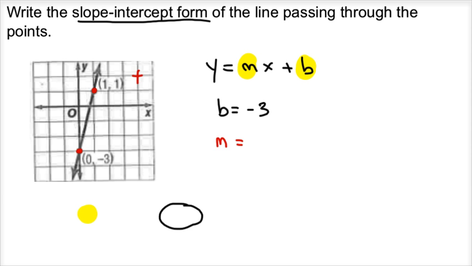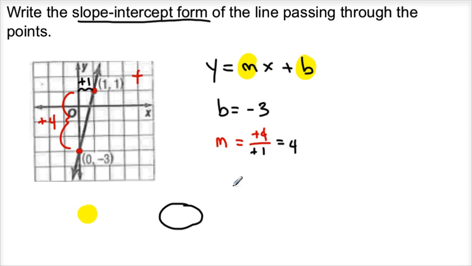How do I get from this point to that point? I'm going to rise. How many units am I going to rise? I'm going to rise 4. So there's my numerator, +4. And how many units am I going to run? I'm going to run 1. So there's my +1 in my denominator. So 4 over 1, we could simplify this, and we could just call 4 over 1 4.